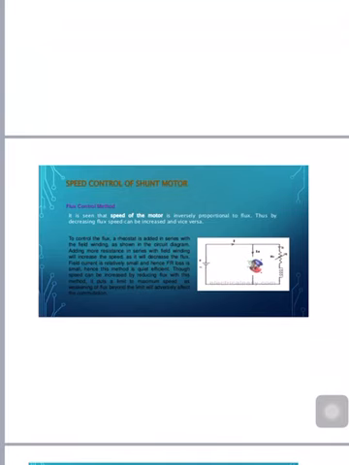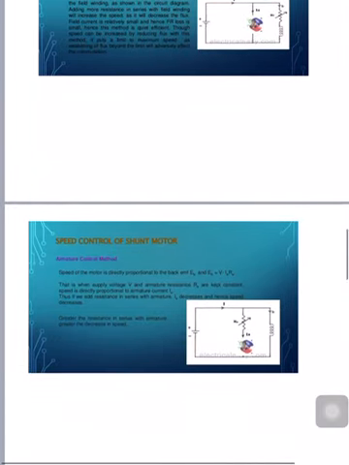Creeping speeds cannot be obtained, only higher speeds we can get, and we get them at reduced torque. The speed is maximum at a minimum value of flux, and it is controlled by the demagnetizing effect of armature reaction on the field.